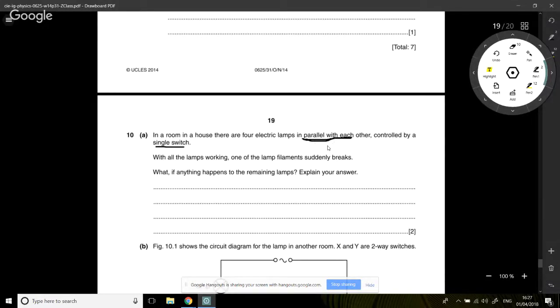So the keyword is in parallel here. When something's in parallel, it's getting the same voltage supplied to it. The fact that it's in parallel means that if one of the lamps breaks, the rest of them will still have a completed circuit. So since the voltage is staying the same and they still have a completed circuit, they shouldn't dim in any way. They should all be bright, and they should stay the same. All right.